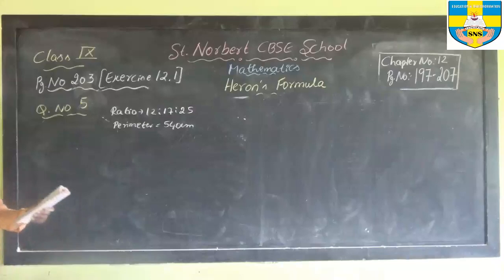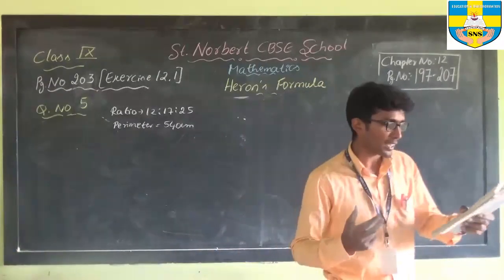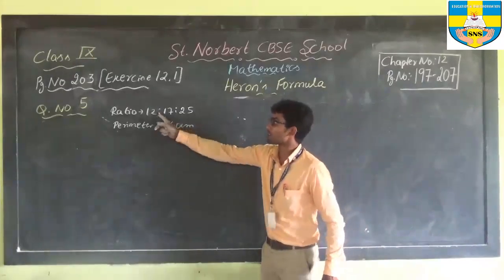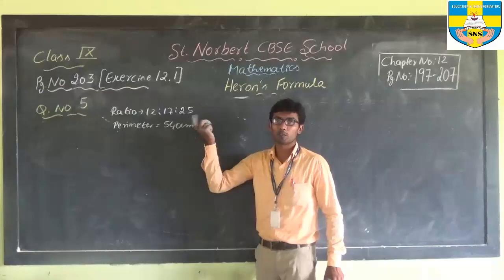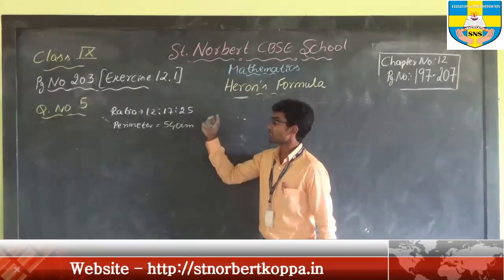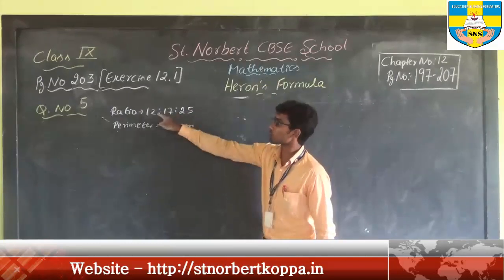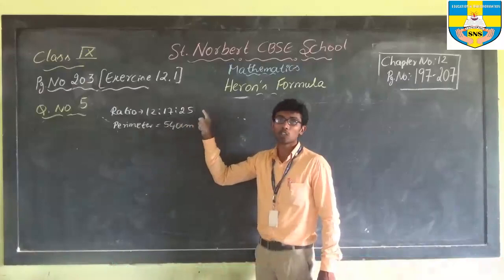When you read this question in the textbook, a side of a triangle is given in the form of 12 is to 17 is to 25. If it is 12, 17 and 25, it will be very simple for us. You can take A as 12, B as 17 and C as 25. But it is not 12, 17 and 25. It is 12 is to 17 is to 25.